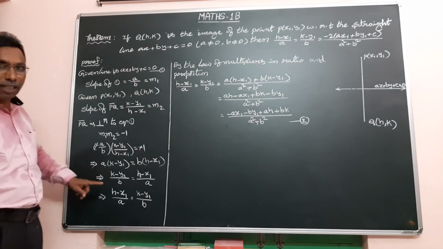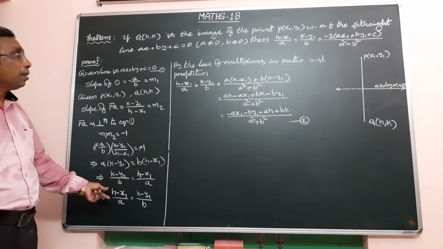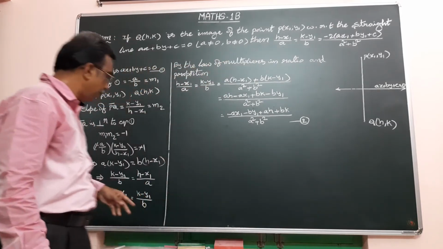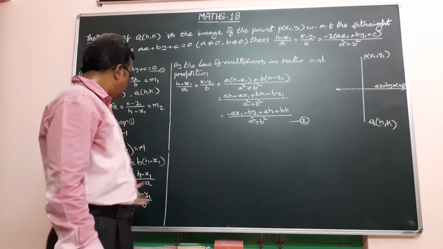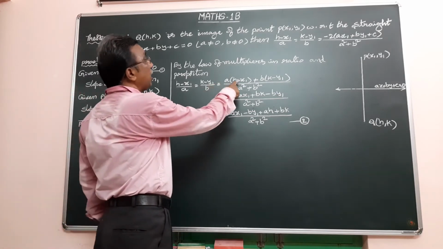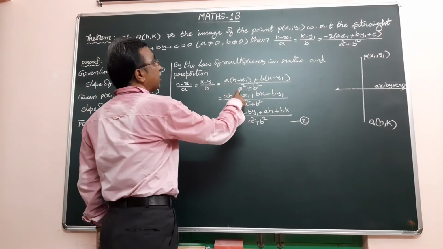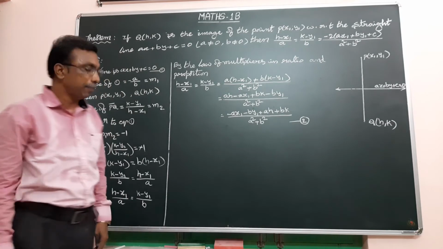All of you understand this one? Applying the law of multipliers in ratio and proportion, this one: a into h minus x1 plus b into k minus y1 by a square plus b square.